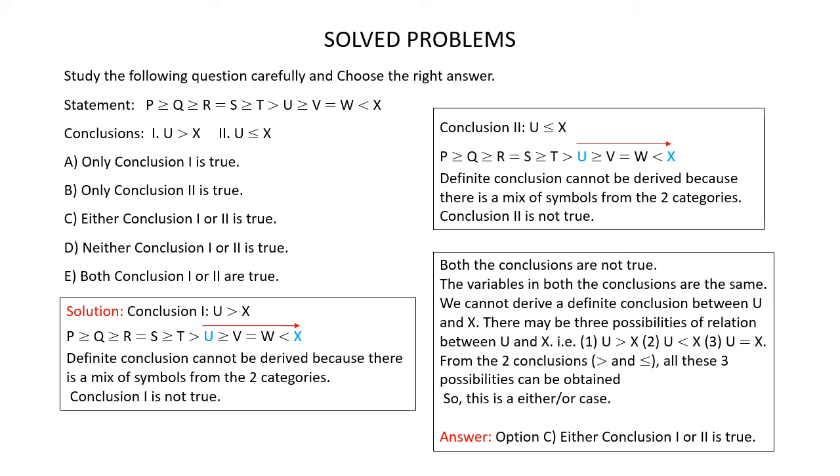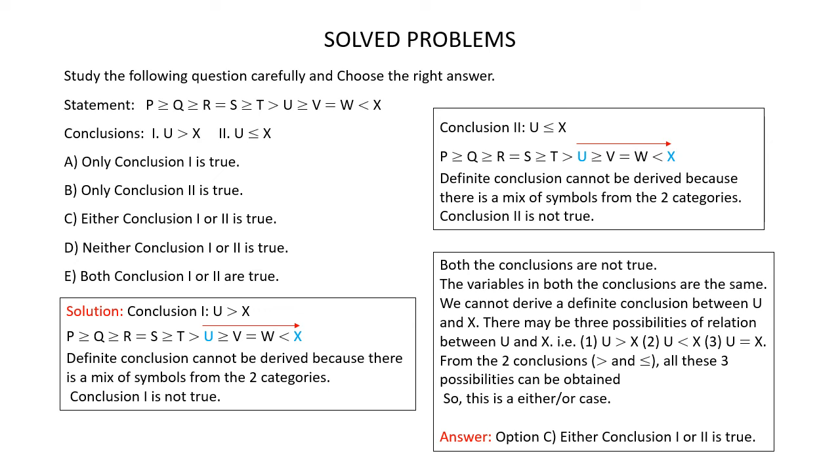Let's move on to conclusion 2. U is less than or equal to X. So this is the given statement. You have U here and X here. So you have to move in the forward direction from U to X. When you move in the forward direction from U to X, you get the symbols greater than or equal to and less than. So clearly you can see that the symbol greater than or equal to belongs to category 1 and the symbol less than belongs to category 2. So there's a mix of symbols here. So a definite conclusion cannot be derived between U and X because there is a mix of symbols from the two categories. Since a definite conclusion cannot be derived between U and X, conclusion 2 is not true.